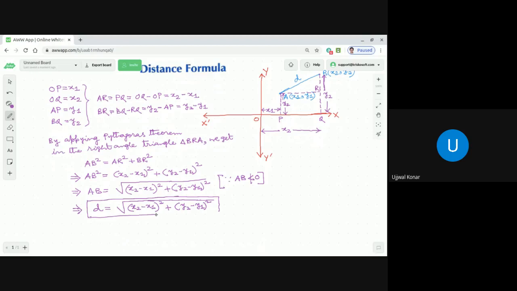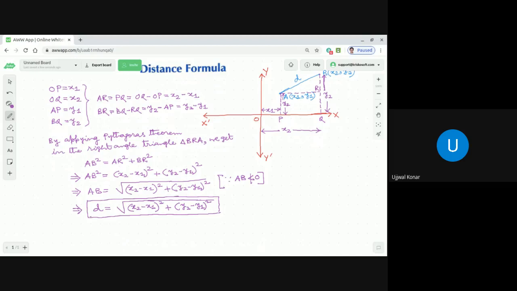I repeat, dear students. Suppose there are 2 points. The coordinate of the first point is x1, y1, and coordinate of the second point is x2, y2. Then the distance between these 2 points is square root of x2 minus x1 whole square plus y2 minus y1 whole square. That means square root of the squares of the difference of their x coordinates plus the squares of the difference of their y coordinates.